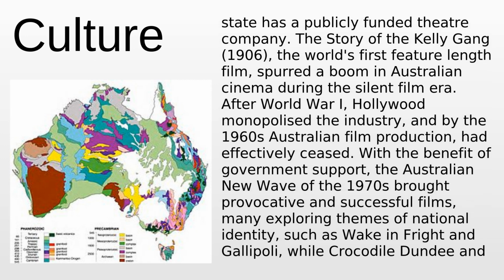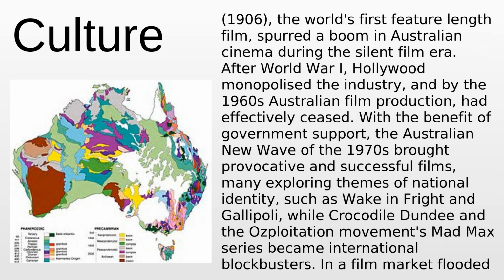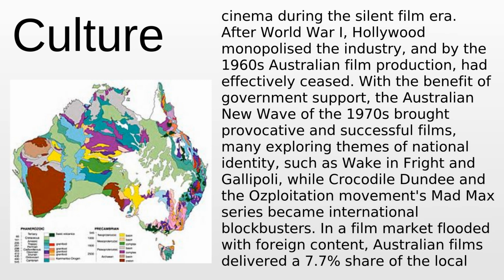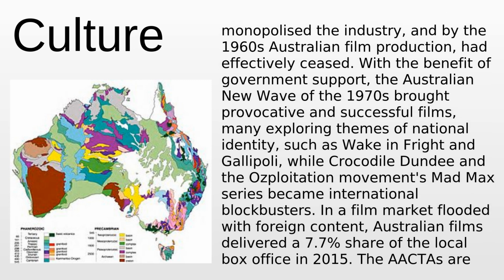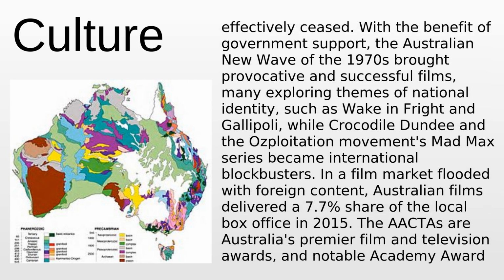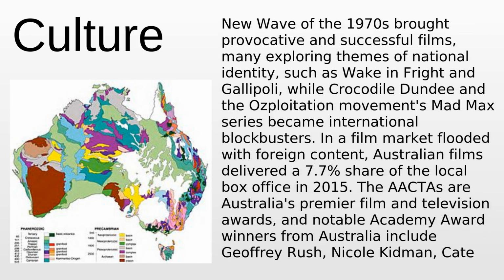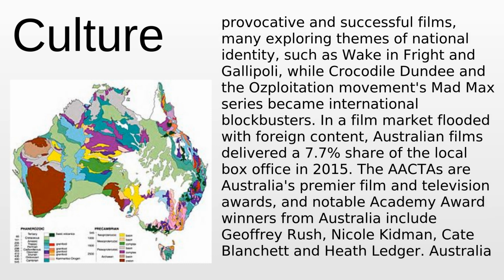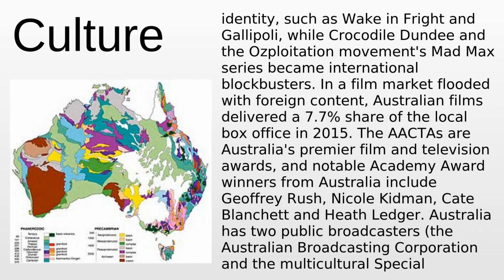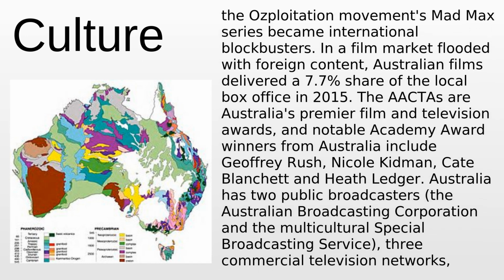After World War I, Hollywood monopolised the industry, and by the 1960s Australian film production had effectively ceased. With the benefit of government support, the Australian new wave of the 1970s brought provocative and successful films, many exploring themes of national identity, such as Wake in Fright and Gallipoli, while Crocodile Dundee and the Ozploitation movement's Mad Max series became international blockbusters. In a film market flooded with foreign content, Australian films delivered a 7.7% share of the local box office in 2015.